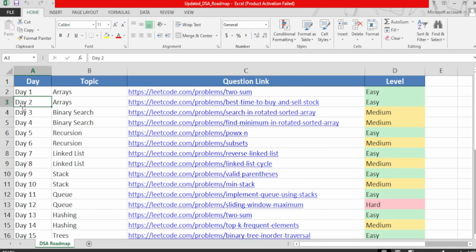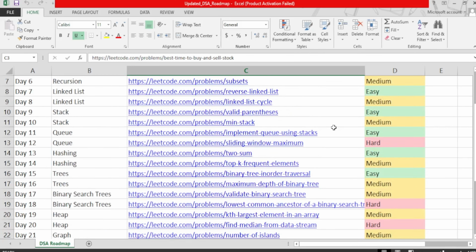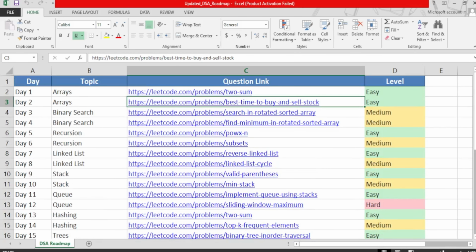This is day 2 where we will again solve a problem on the topic arrays, and this is going to be an easy level question. The name of the question is Best Time to Buy and Sell Stock. You will get the question link in the description, and you can download this Excel sheet from the description as well. So without wasting much time, let's go to our question.